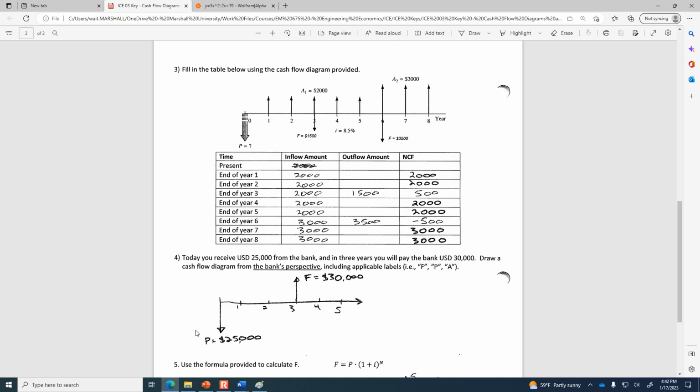We've got the P, the 25,000 that you receive from the bank. From their perspective, they had to pay you 25,000 today, and then in 3 years they get the 30,000. So it's kind of a trick question because here at the end, I told you to do this from the bank's perspective.